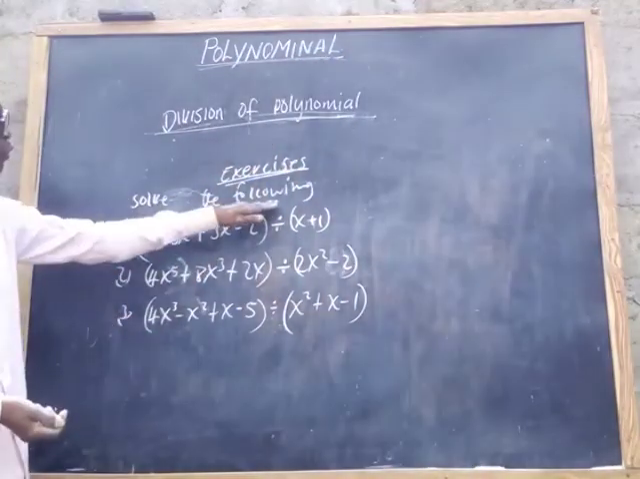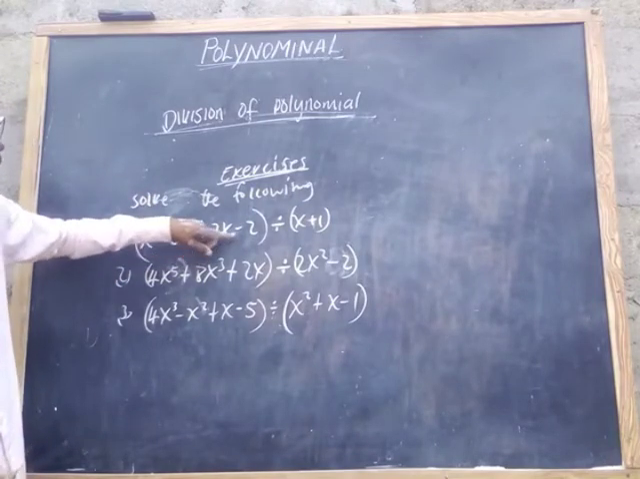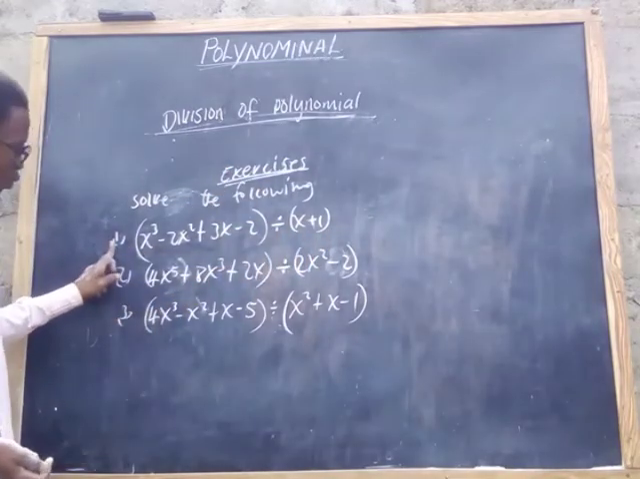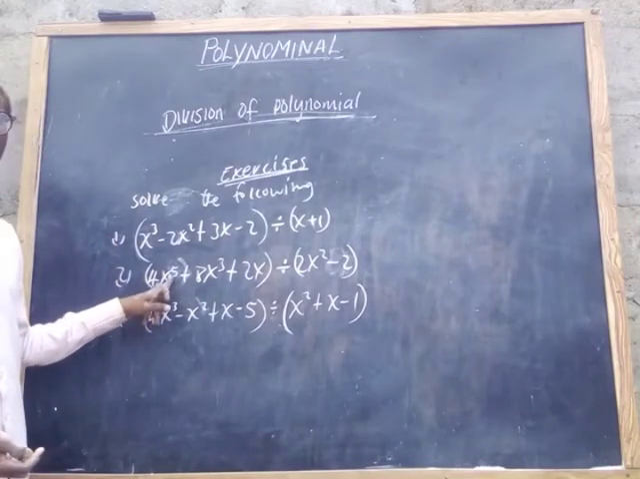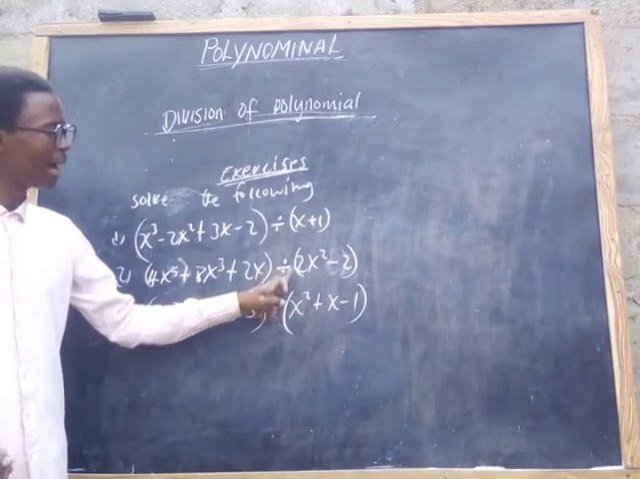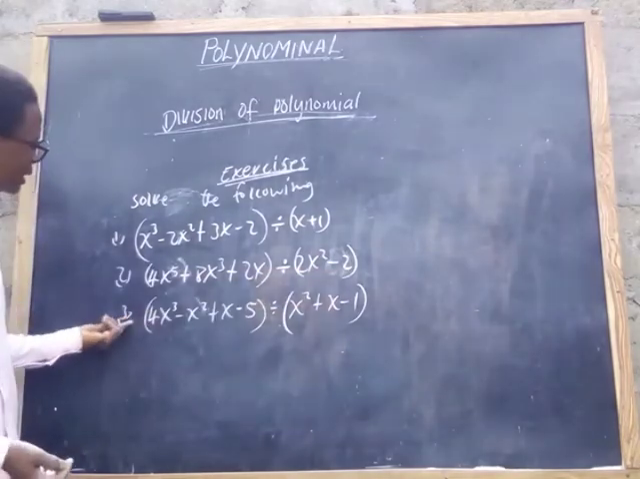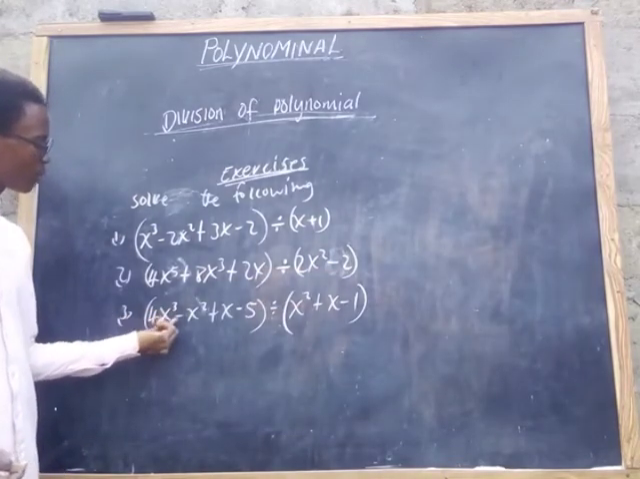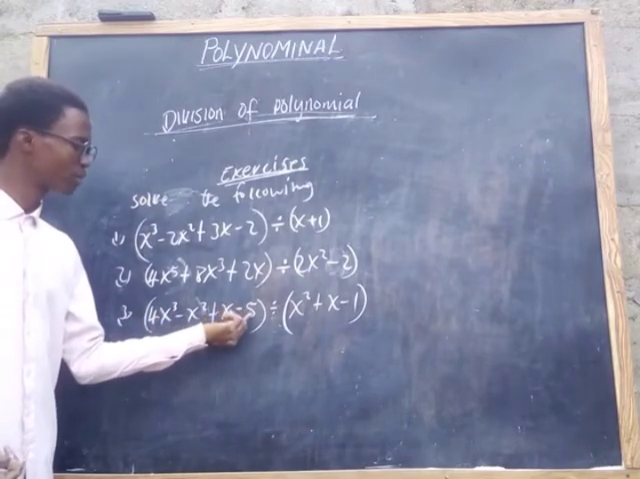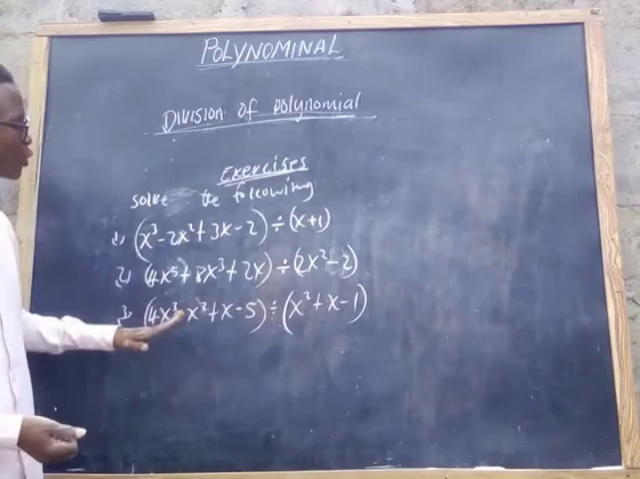Solve the following. Exercise 1: x cube minus 2x square plus 3x minus 2 divided by x plus 1. Do you see it? Exercise 2: 4x fifth plus 8x cube plus 2x divided by 2x square minus 2, right? And exercise 3: 4x cube minus x square plus x minus 5 divided by x square plus x minus 1. So go and solve this exercise.